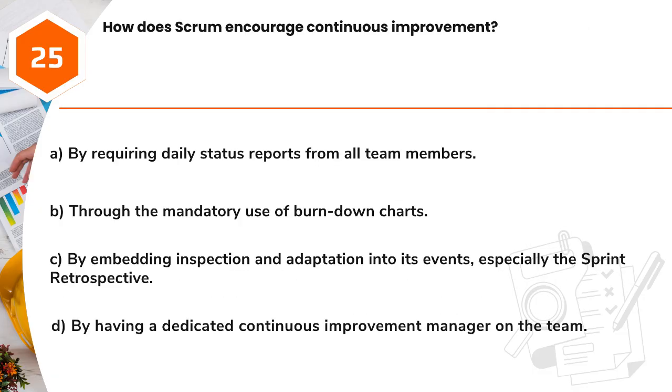Question 25. How does Scrum encourage continuous improvement? A. By requiring daily status reports from all team members. B. Through the mandatory use of burn-down charts. C. By embedding inspection and adaptation into its events, especially the sprint retrospective. D. By having a dedicated continuous improvement manager on the team.